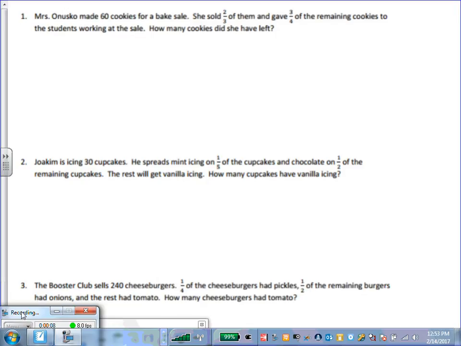So if we are looking at this very first problem, Mrs. Onesco made 60 cookies for a bake sale. And she sold 2/3 of them and gave 3/4 of the remaining cookies to the students working at the sale. And how many cookies did she have left? What strategy would you use to solve this problem?